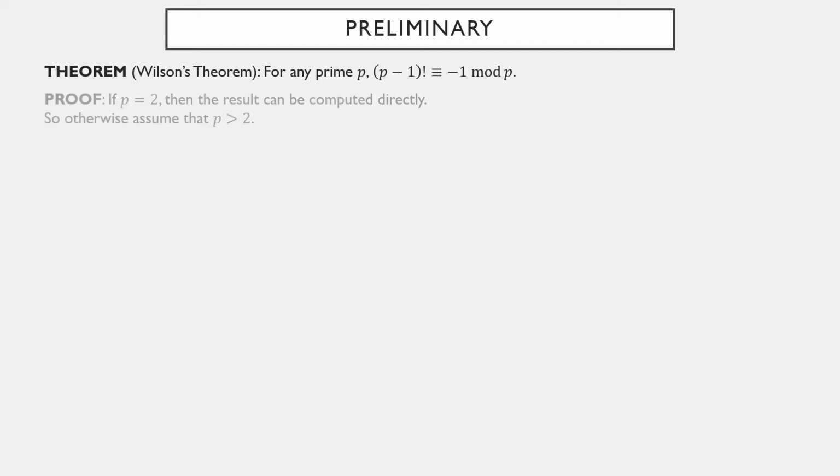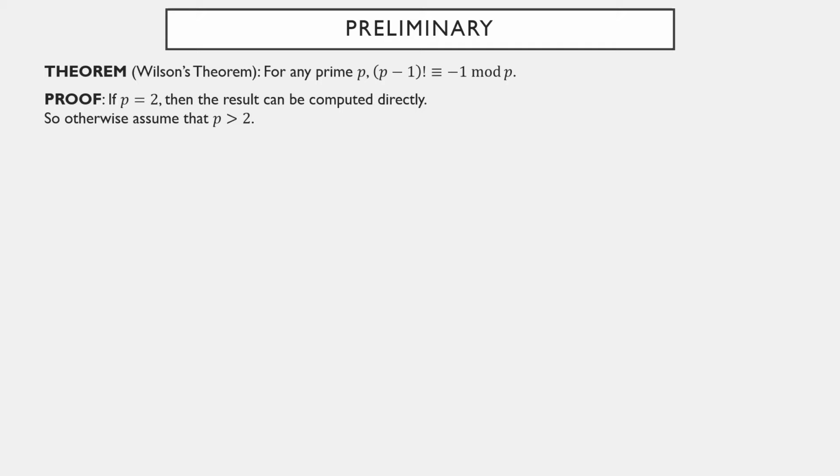The first thing we want to do is establish Wilson's theorem. We could have proved this a while ago, but it never really came up. For any prime p, p minus 1 factorial is equivalent to negative 1 modulo p. If p is 2, then I just get 1 factorial, which is 1, but modulo 2, 1 is equivalent to negative 1. So if p is 2, the result is true.